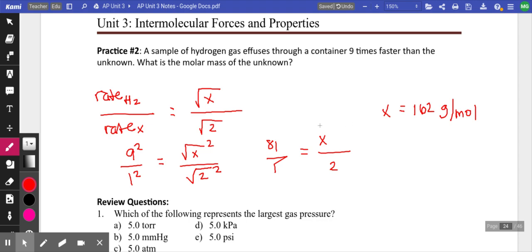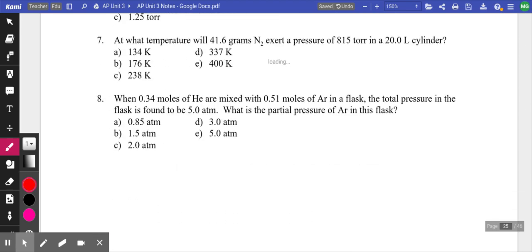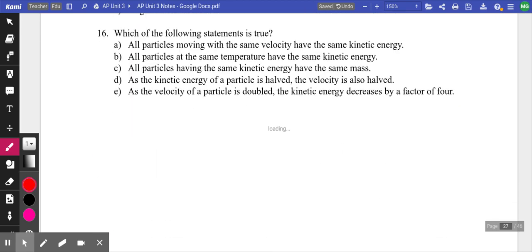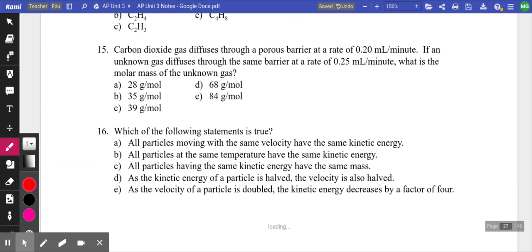Now we have some practice problems in here, some review questions that combine all of our gas laws. That's what you're going to be working on for the remainder of this class today. So this goes through page 27. There are 16 questions here, all multiple choice that I'd like you to try.